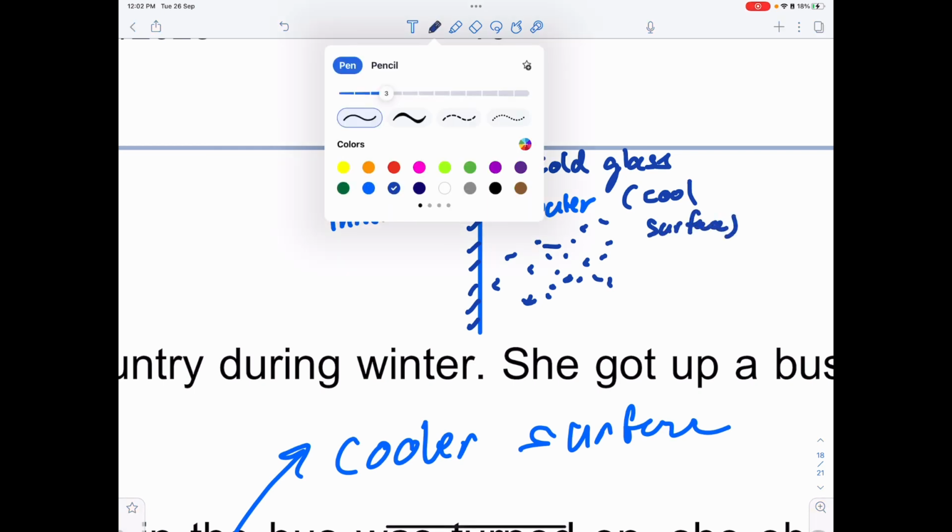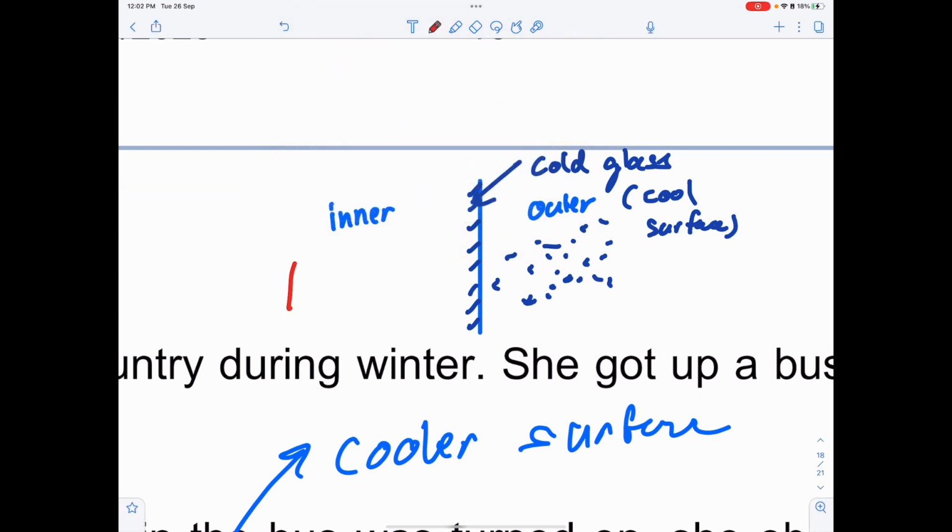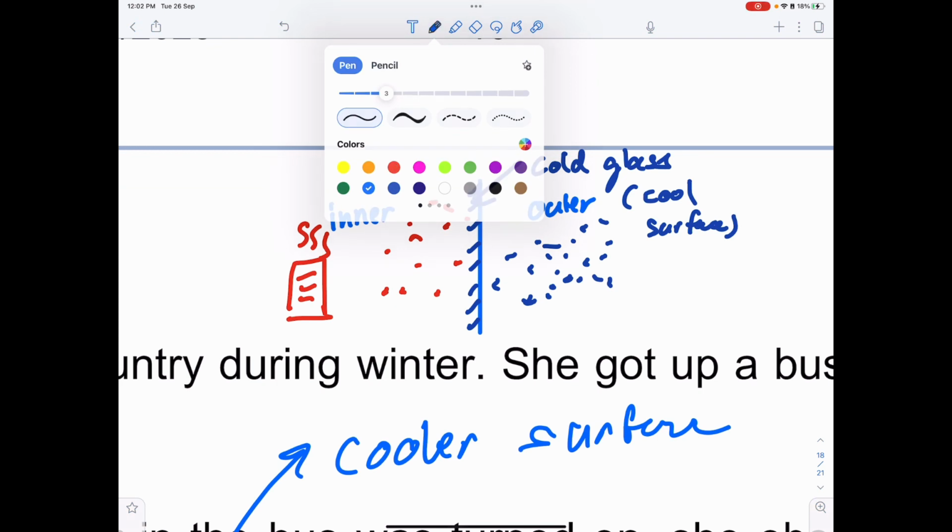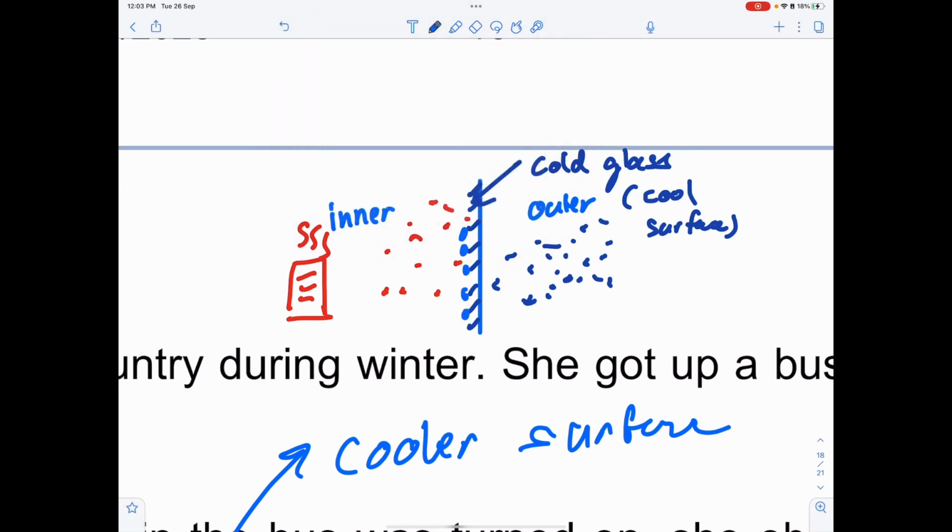So where did your warmer water vapor come from? Don't forget you have a heater. Your heater will heat up the surrounding, causing the surrounding air to become warmer. So this warmer water vapor will eventually touch the cooler surface of your cold glass, lose heat to it, and then condense into tiny water droplets. And this is what caused the fog.